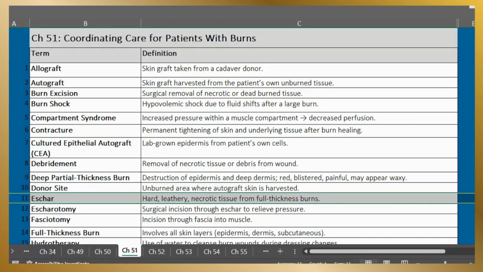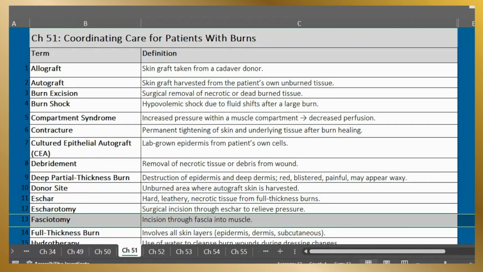Next one, eschar, hard, leathery necrotic tissue from full thickness burns, which must be removed to allow healing and perfusion. Escharotomy, it's a surgical incision through eschar to relieve pressure, as I said earlier. So it restores circulation and ventilation in circumferential burns, and I said that at the compartment syndrome here.